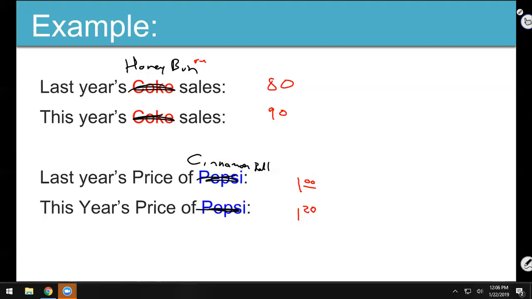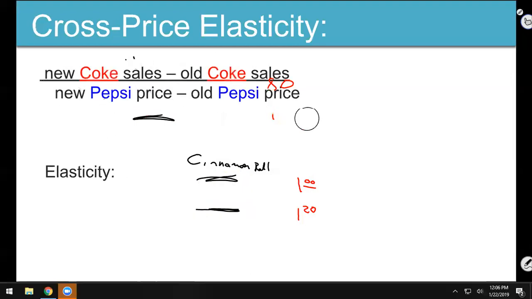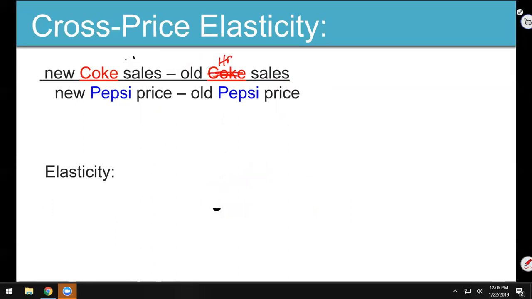I apologize, the math didn't work out quite as beautifully as I was hoping because I had a problem as I was going along. So the sales of honey buns: they're now selling 90 million where they used to sell 80 million, so 10 million more than usual. Compared to the 80 million, their sales went up by 12.5%.